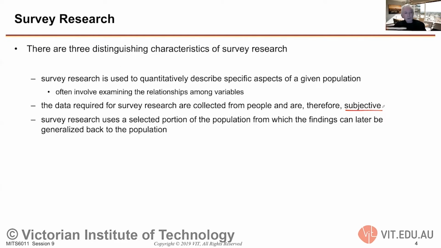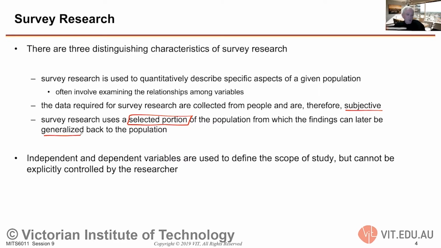Survey research uses a selected portion of the population. When we say selected portion, what we mean is a sample of the population, and by sampling a portion of the population, we take those findings and we later try to generalize or extrapolate them back to the population as a whole. Independent and dependent variables are used. They help define the scope of the study, but in essence, they can't be explicitly controlled by the researcher.